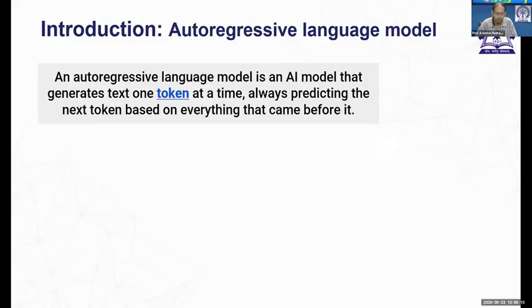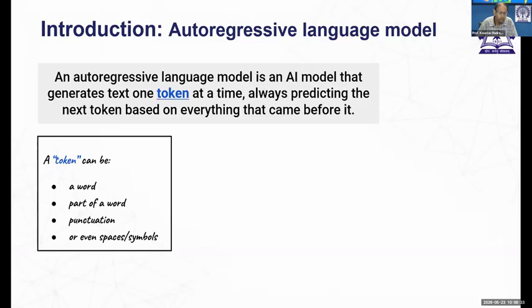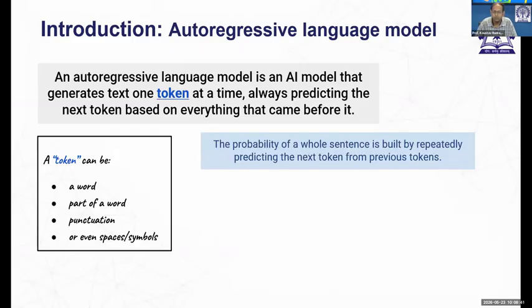Now, what is an autoregressive language model? An autoregressive language model is an AI model that generates text one token at a time, always predicting the next token based on everything that came before it. That means if we are thinking about natural language text, we are processing word by word. When we are predicting a word, it depends on the previous context. A token can be a word, a part of a word, a punctuation mark, or even spaces or symbols. So the probability of a whole sentence is built by repeatedly predicting the next token from the previous tokens.